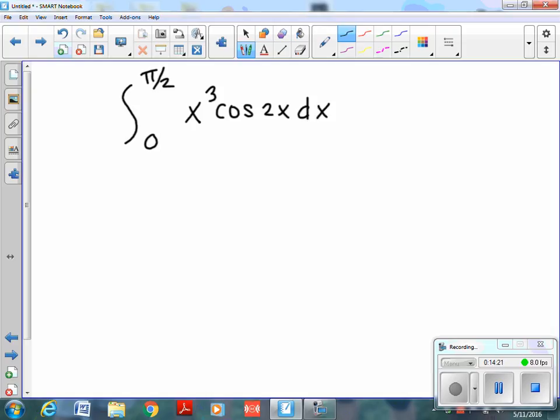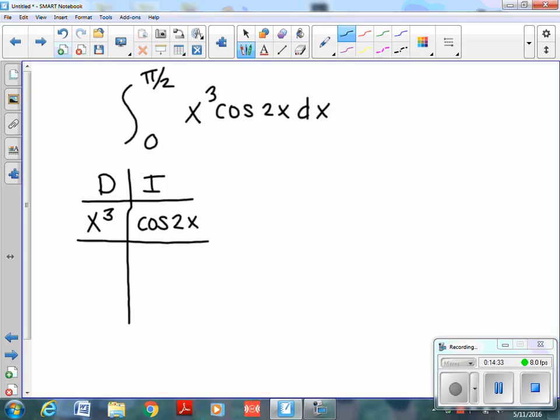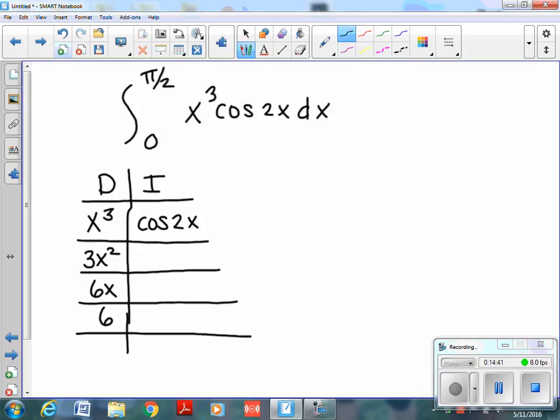These problems are getting harder and harder. This is the d, this is the integration, x cubed goes here, cosine of 2x goes here. The derivative of x cubed is 3x squared, the derivative of 3x squared is 6x, the derivative of 6x is 6, and the derivative of 6 is 0. You can tell that this is getting longer and longer.